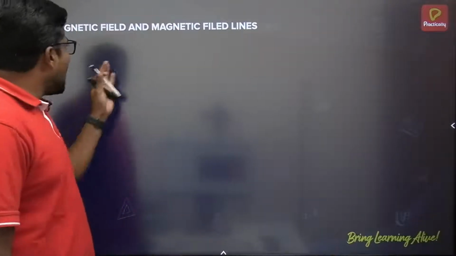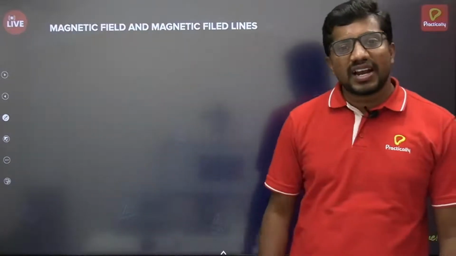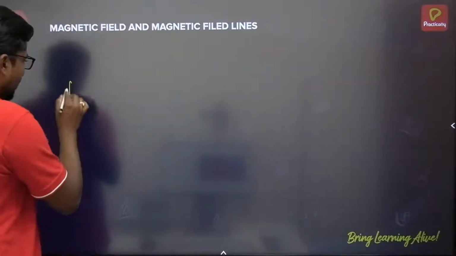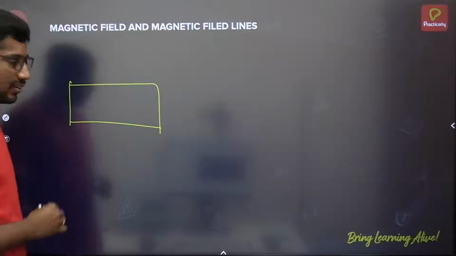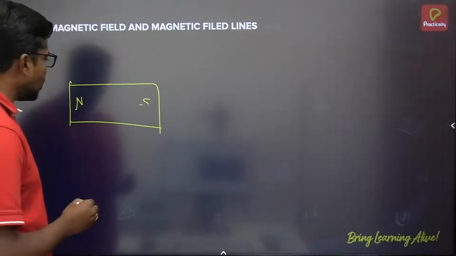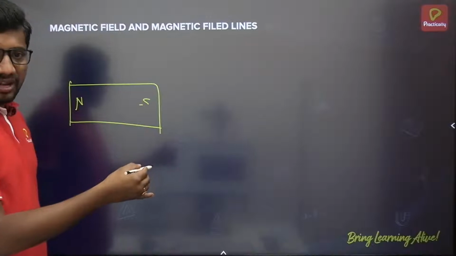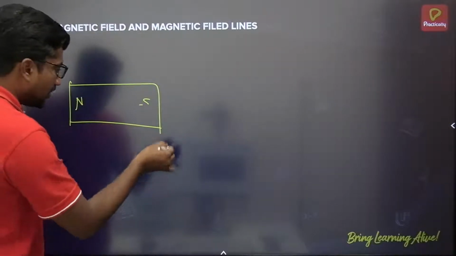All right, here: magnetic field and magnetic field lines. So what is meant by magnetic field? In lower standards also you might have learned. Magnetic field is nothing but the region or the surroundings of the magnet, within which it can experience the magnetic force. Suppose I take a magnet over here, which consists of two poles, north pole and south pole. This can attract any other magnetic object or magnetic substance within a certain vicinity.